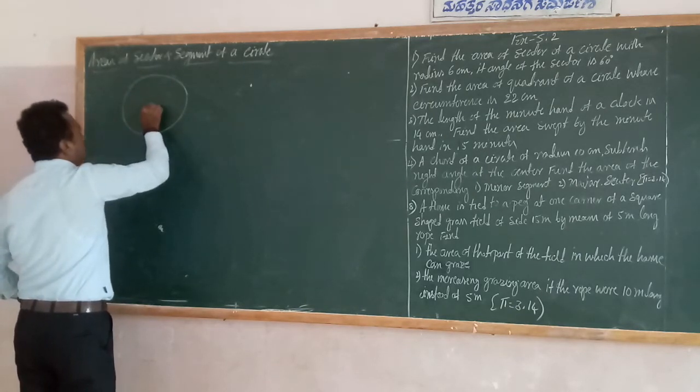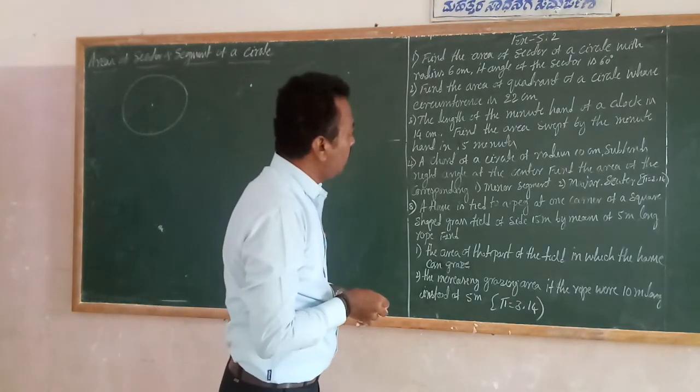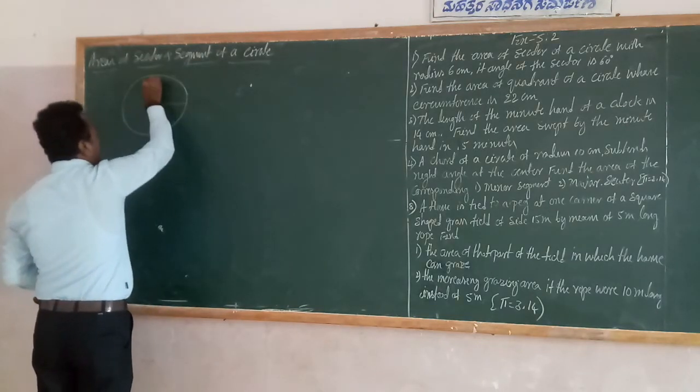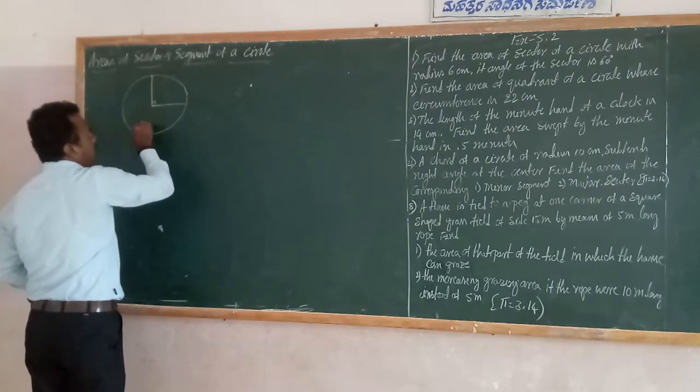Yes, this is the center of the circle. Okay. See, a chord of a circle of the radius 10 centimeter. See, this is the radius, 10 centimeter. It subtends a right angle at the center. The right angle at the center is 90 degree.